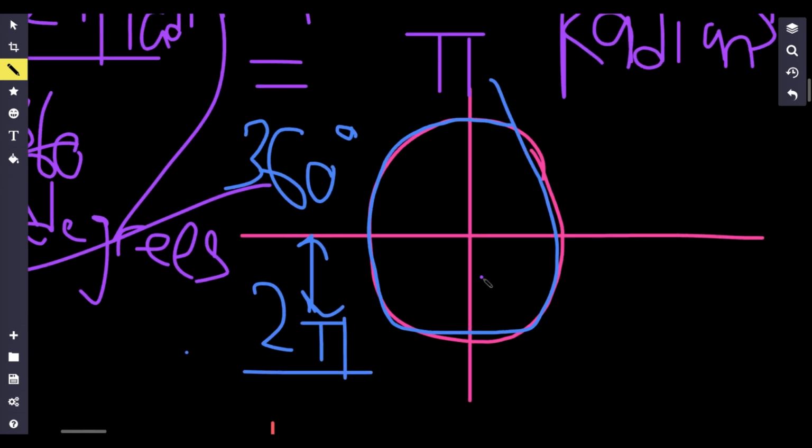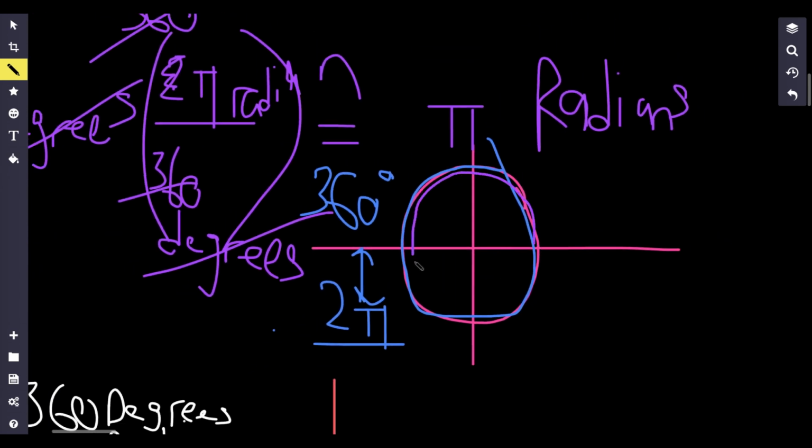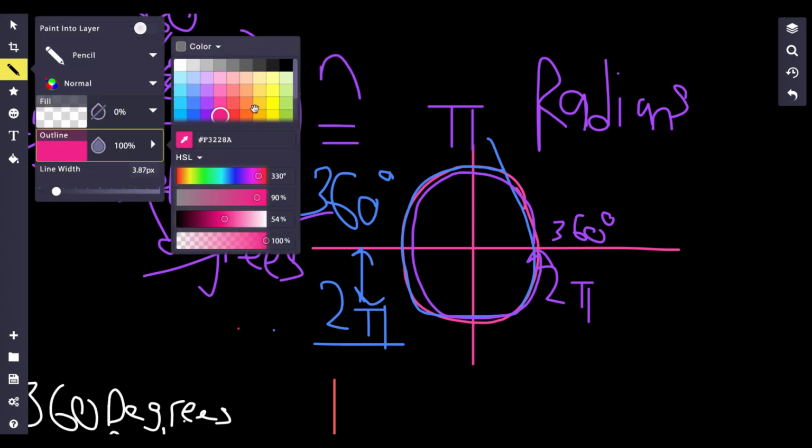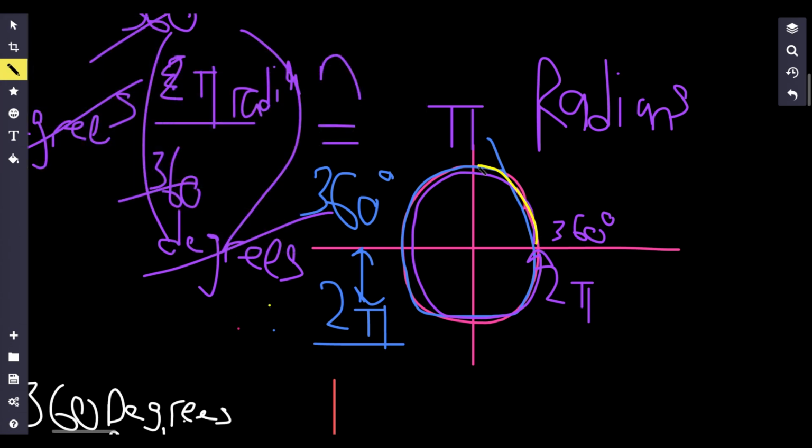And that makes sense because we know a full trip around our circle is 360 degrees, or 2 pi. Which means that half of the circle, which represents 180 degrees, because 180 is half of 360, is also going to be equal to pi, which is half of 2 pi. Half of this angle is the same thing as half of this in radians.